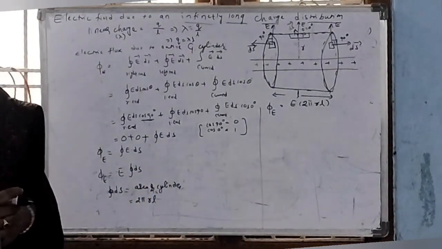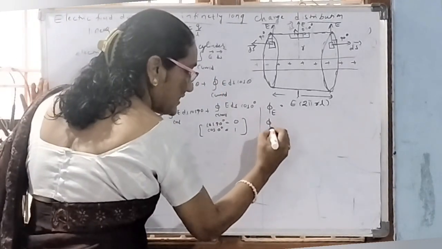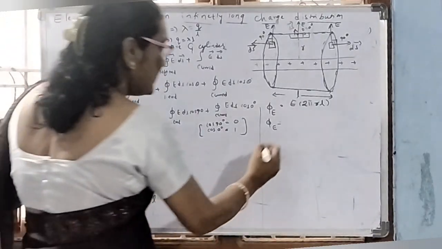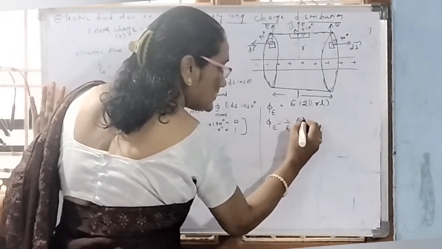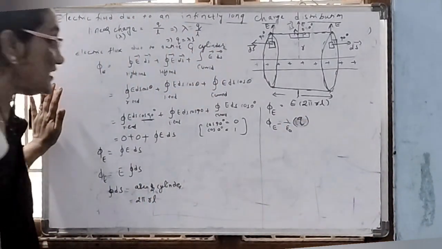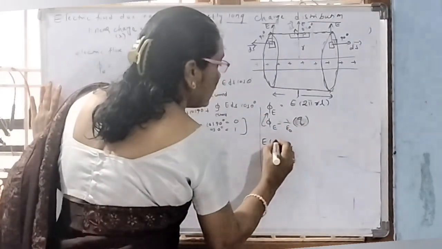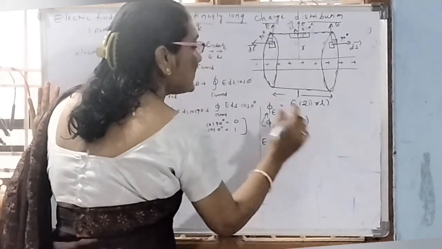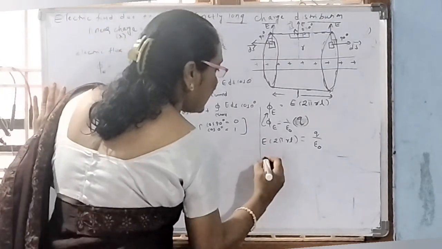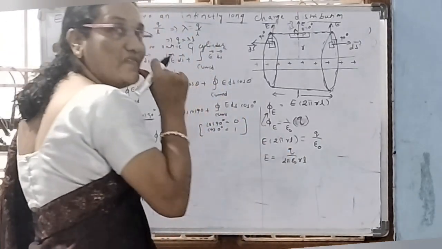Now, in my last class, we found that Gauss law means the electric flux over a closed surface placed in an electric field is 1 by epsilon naught times the total charge enclosed within the surface. This we call Gauss law. Now, let us substitute the Gauss law. In place of phi, I am substituting Gauss law: E times 2 pi RL equals Q by epsilon naught. Sending this to the right side, E equals Q by 2 pi epsilon naught RL.